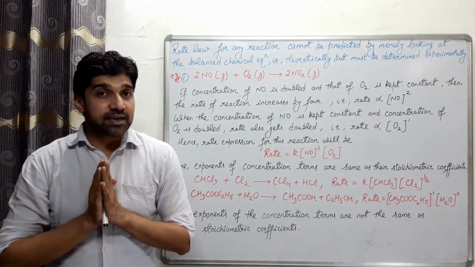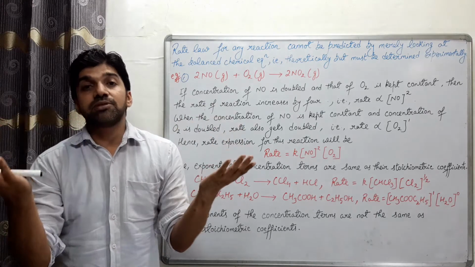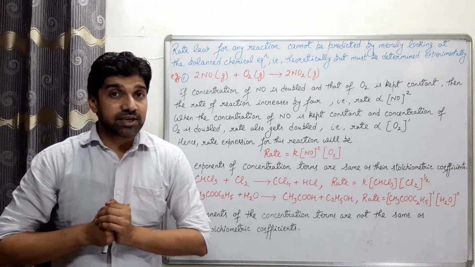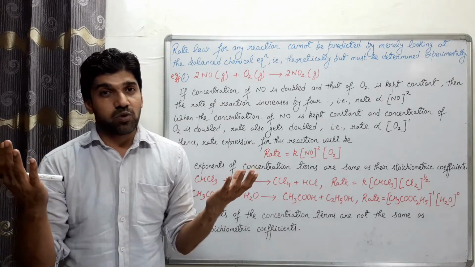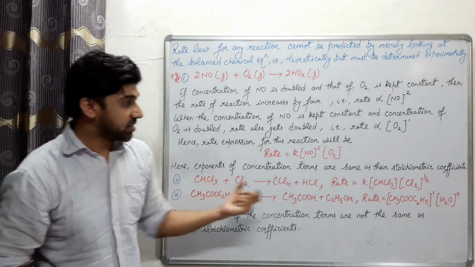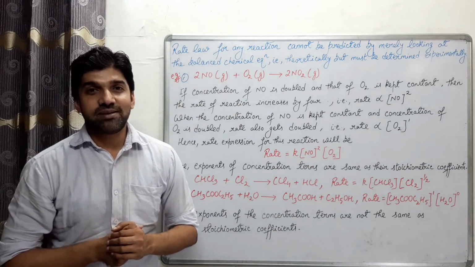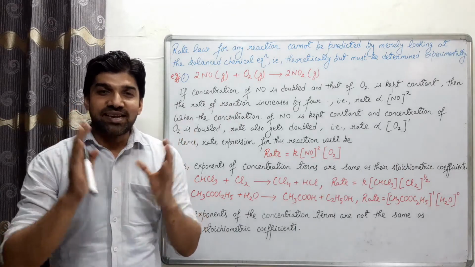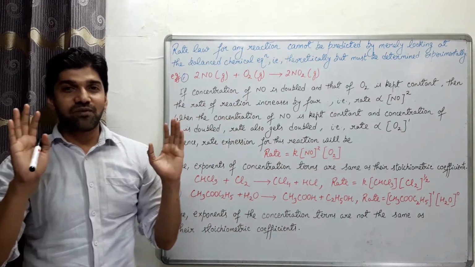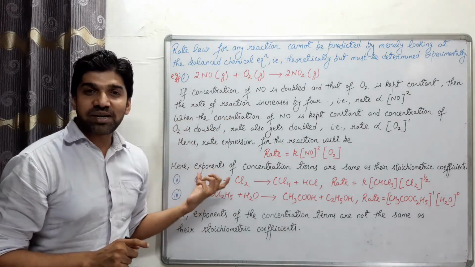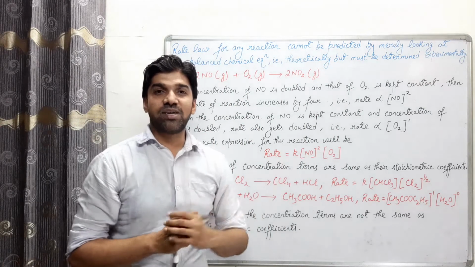That if we increase the concentration of trichloromethane by 4 times, then the rate becomes 4 times. But if we increase the concentration of chlorine by 4 times, then the rate only becomes twice. It will increase 2 times, not 4 times, because it is only half dependent upon the concentration of chlorine. Clear? So the rate of a chemical reaction can be determined from experiment only, not from the knowledge of the stoichiometric coefficients of the reacting species in a balanced chemical equation.